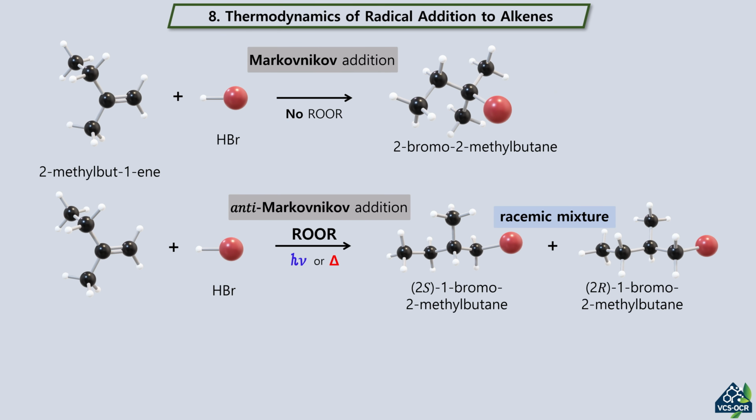Next, let's explore the thermodynamics and regioselectivity of radical addition to alkenes. When a halogen radical adds to an unsymmetrical alkene, it displays distinct anti-Markovnikov regioselectivity. This outcome is governed primarily by the relative stability of the radical intermediate. The bromine radical attaches to the less substituted carbon of the double bond, placing the developing radical on the more substituted carbon and yielding a more stable secondary or tertiary carbon radical intermediate.